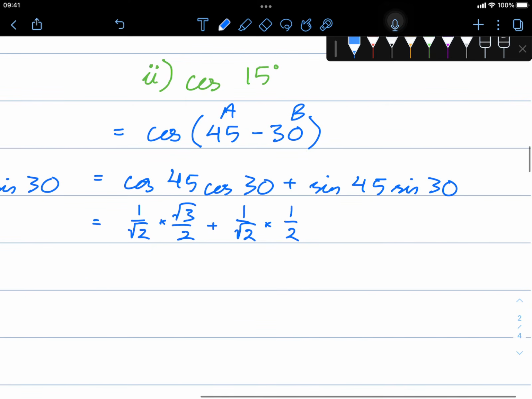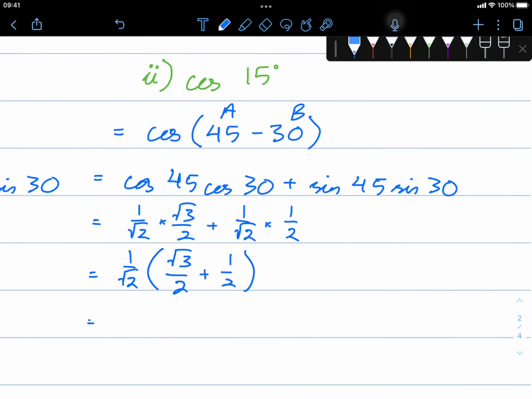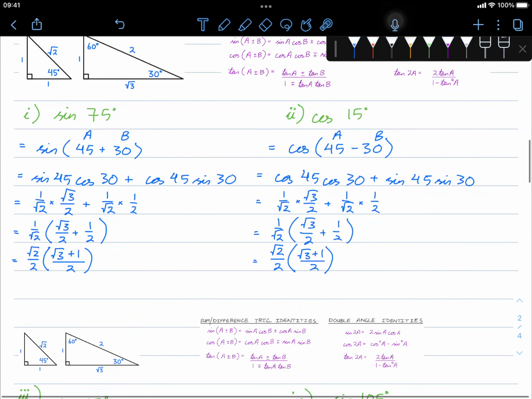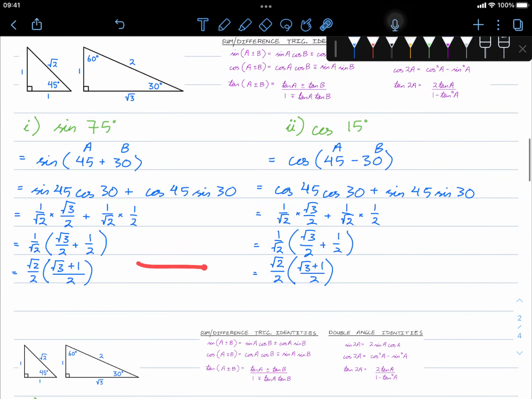Once again, I can factor out 1 over root 2, root 3 on 2 plus half. Rationalizing the denominator here becomes root 2 on 2. Combining the fractions, it actually is the exact same. Alright, so let's keep moving forward.